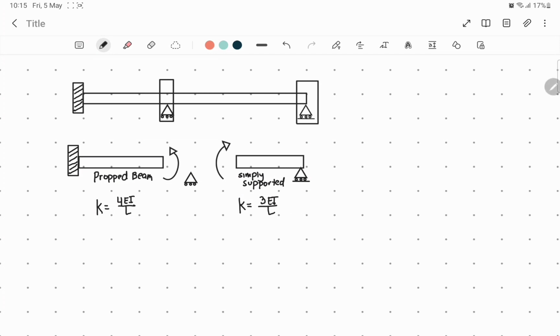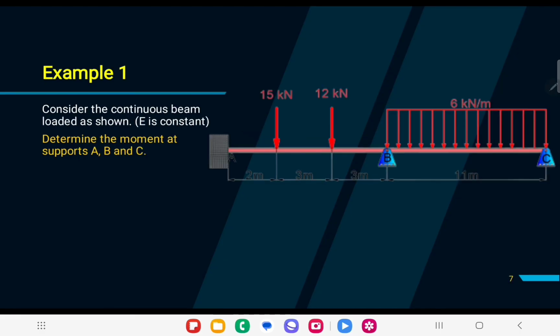So we have a propped beam at the left side of our beam and then a simply supported beam for our right part. The distribution factor K could be solved with this absolute stiffness, 4EI over L. And for simply supported, we have a stiffness factor of 3EI all over L. If my explanation is confusing, let's have an example to simply understand this concept.